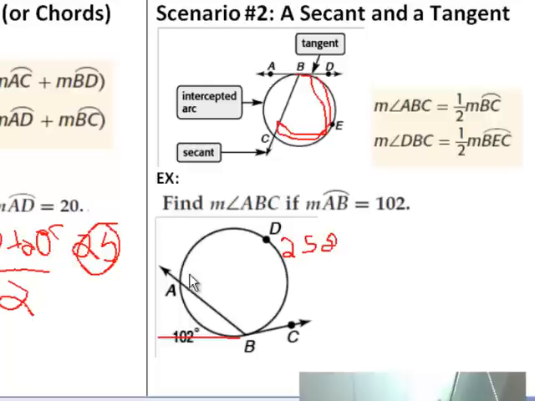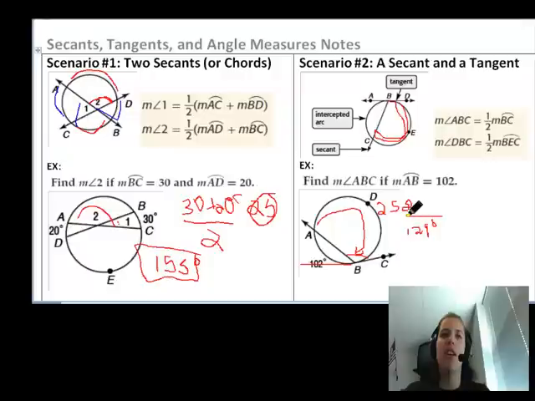Okay, so 258 represents arc ADB all the way around there. And so this angle ABC, which is what they want, is going to have to be half of that. And so that angle would come out to 129 degrees. Okay? Pretty simple. Just think of it as an inscribed angle, and you'll be good.